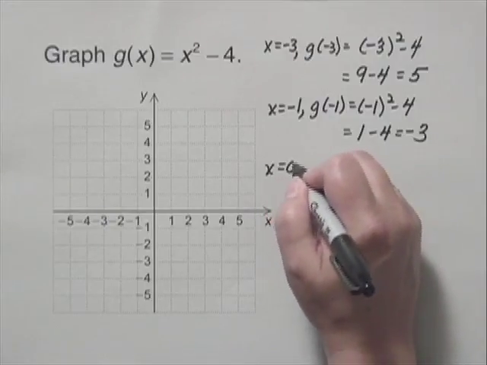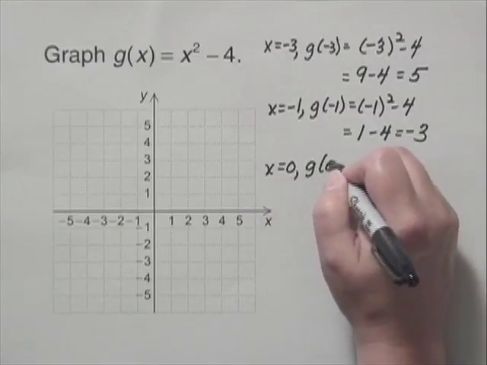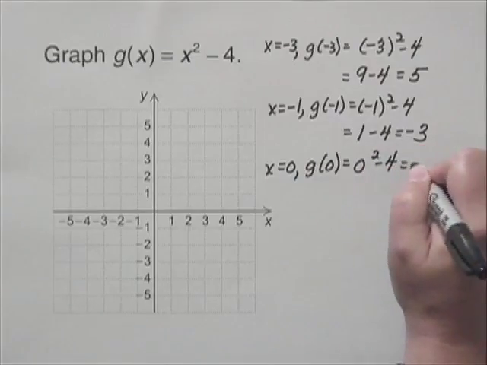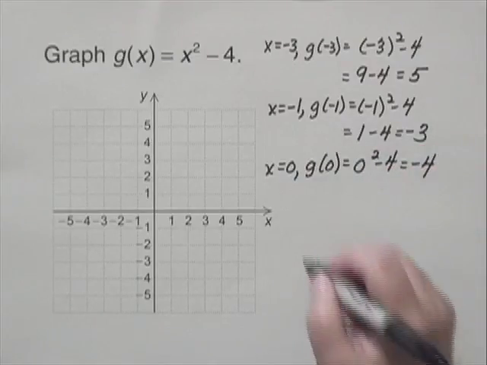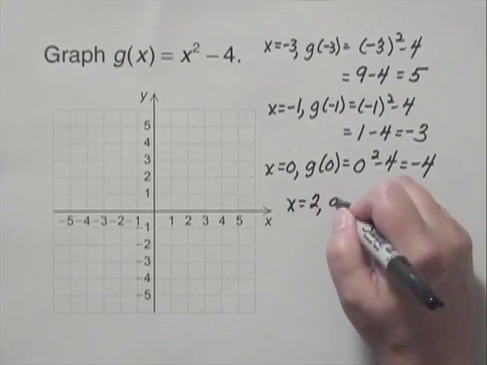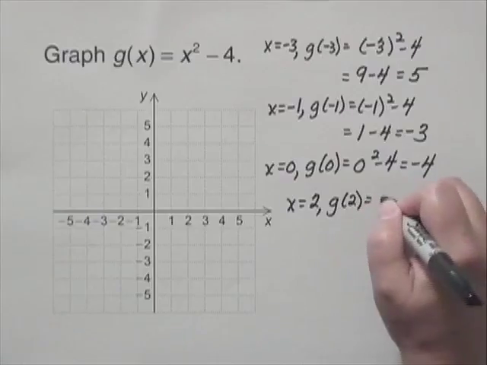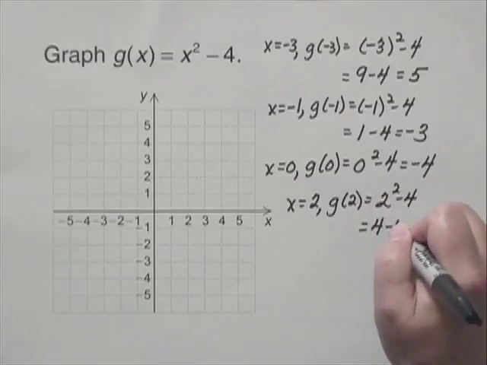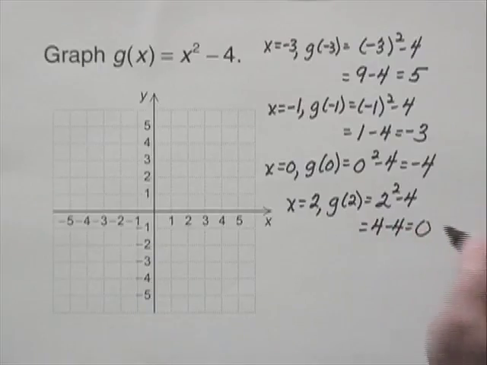When x is 0, g of 0 is 0 squared minus 4, or -4. When x is, say, 2, g of 2 is 2 squared minus 4, which is 4 minus 4, which is 0. And you may choose different values for x. These are not written in stone that they have to be these.